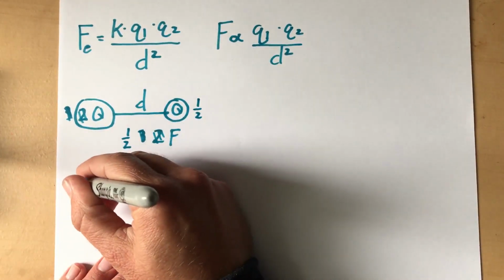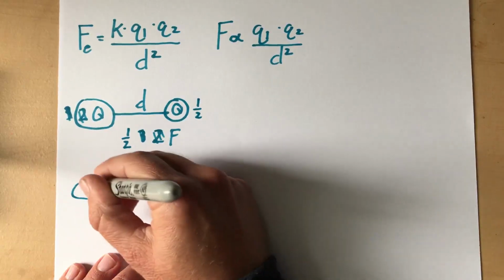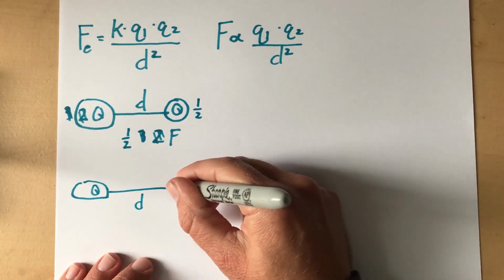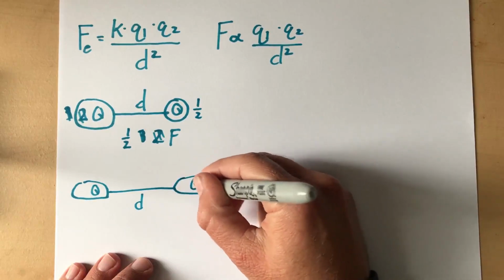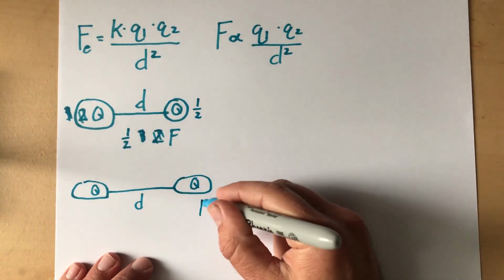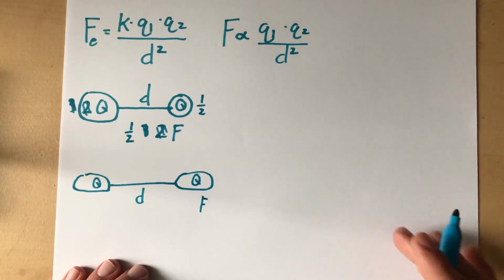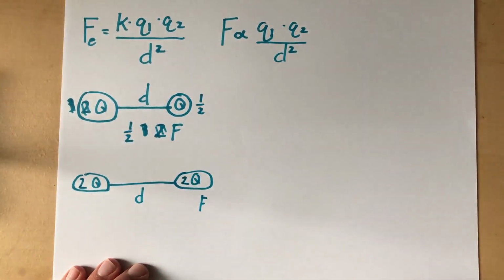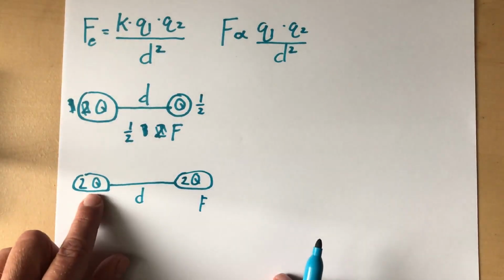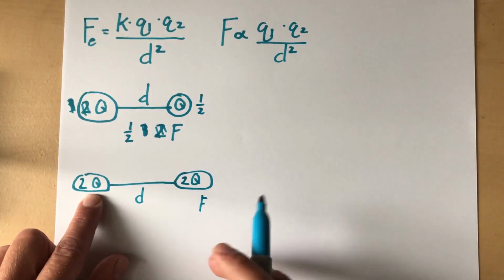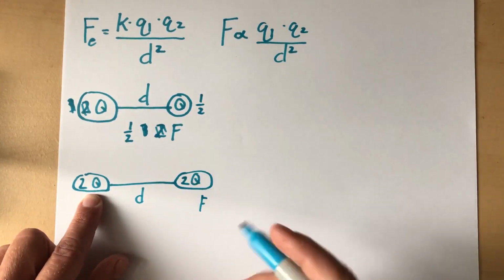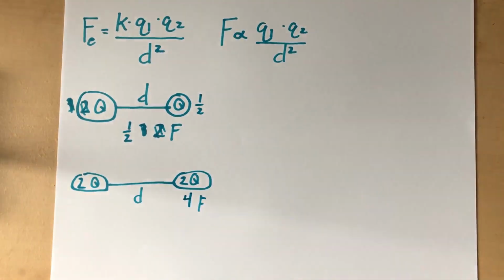All right, what if we double both charges? Let's say we have Q over here, separated by a distance D, and we have Q over here, and let's say the force between those is F. So what if we doubled this charge and doubled that charge? Well, doubling this one will cause the force to double to 2F, but this will also cause it to double. So we'll double the 2F and we'll get to 4F there.